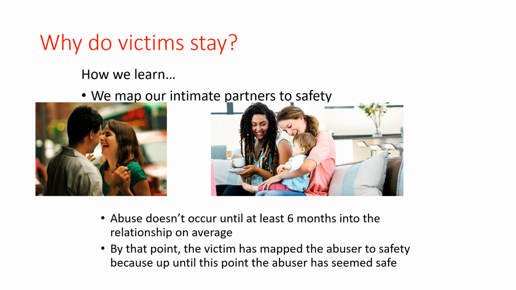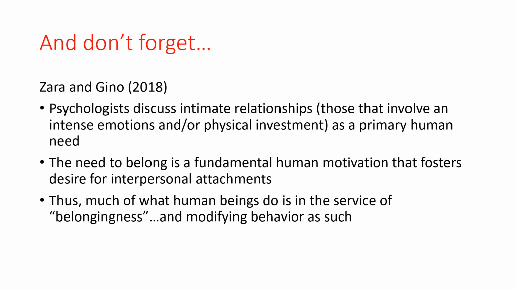And in addition to knowing how we learn, don't forget the fact that intimate relationships are also these primary human needs, right? We have this need to belong to people around us. We are social beings, and so much of that belonging is modifying our behavior in service of that belonging. And so think about the victim who, just like everybody else, wants to belong, except maybe unlike somebody who belongs to a loving relationship, they belong to a DV relationship. And so then they start conforming their behavior to save that primary human need of an intimate relationship in service of that sort of belongingness.